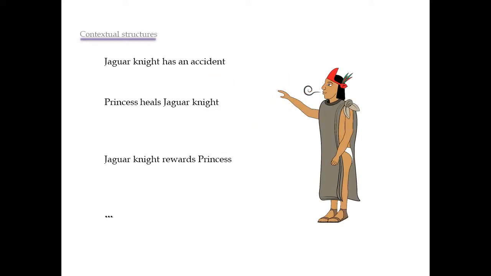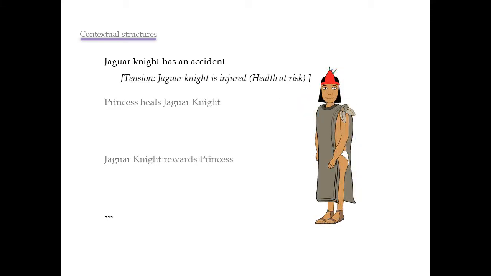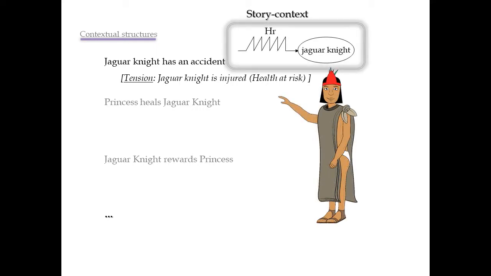I will explain how MEXICA processes a previous story. Let's imagine that we have the following tale. Jaguar Knight has an accident. Princess heals Jaguar Knight. Jaguar Knight rewards Princess. The system performs the first action in the story, that is, it triggers its post-condition. In this case, the tension Jaguar Knight is injured, that is, held at risk. This information is recorded in a structure known as story context.